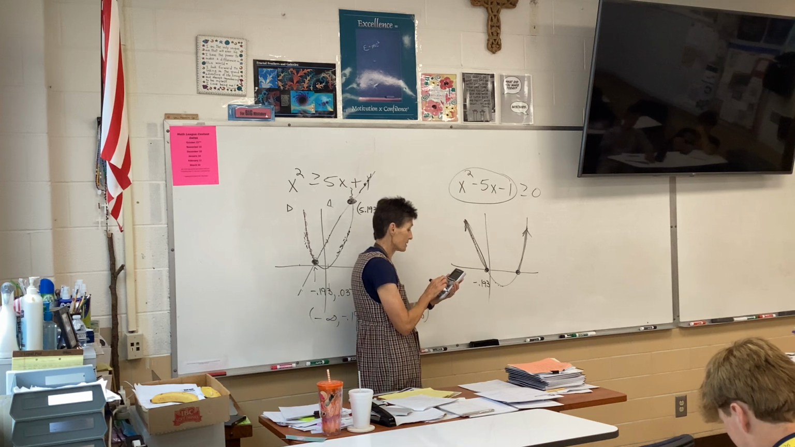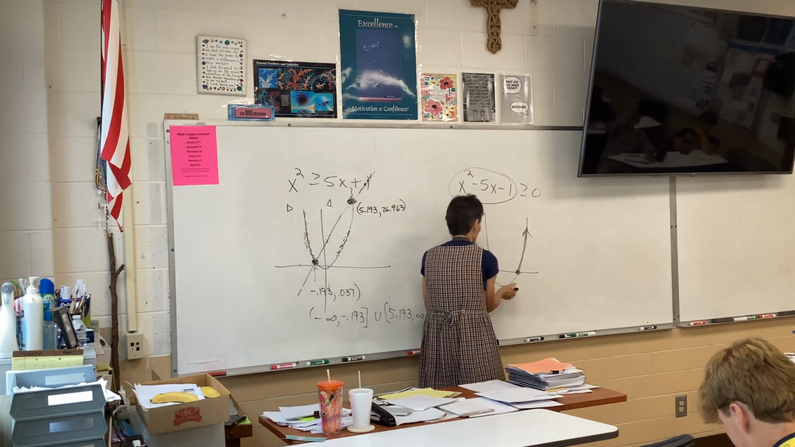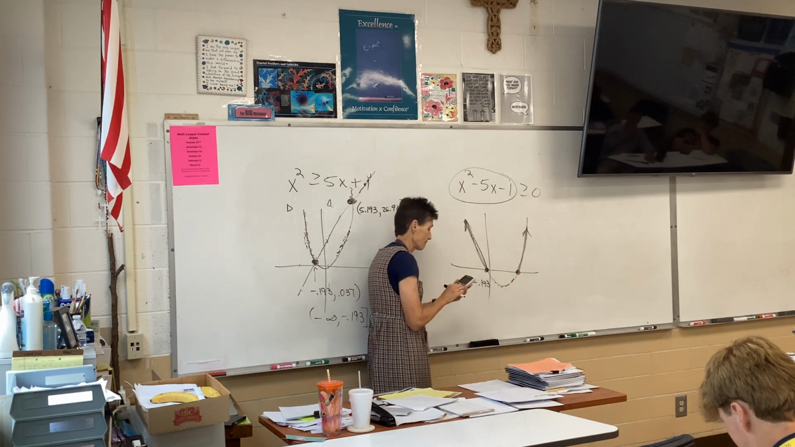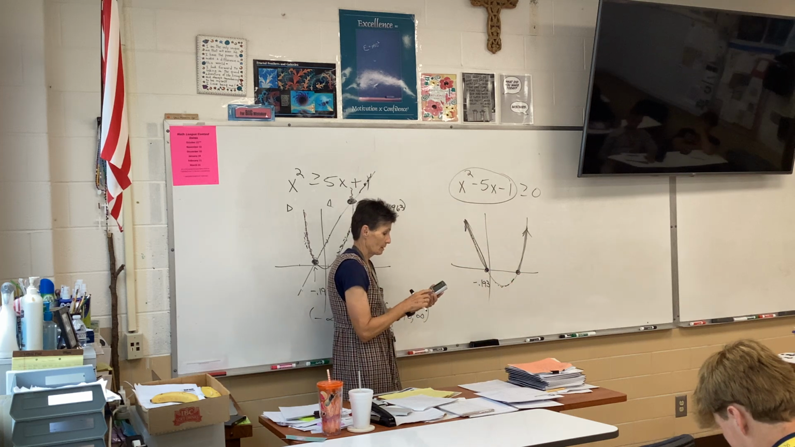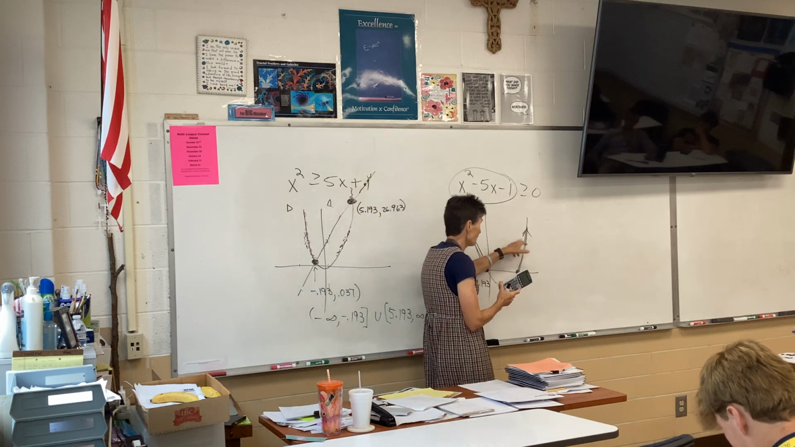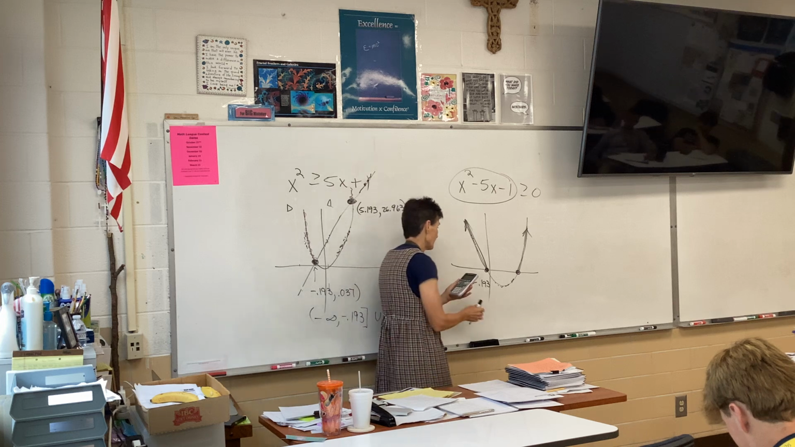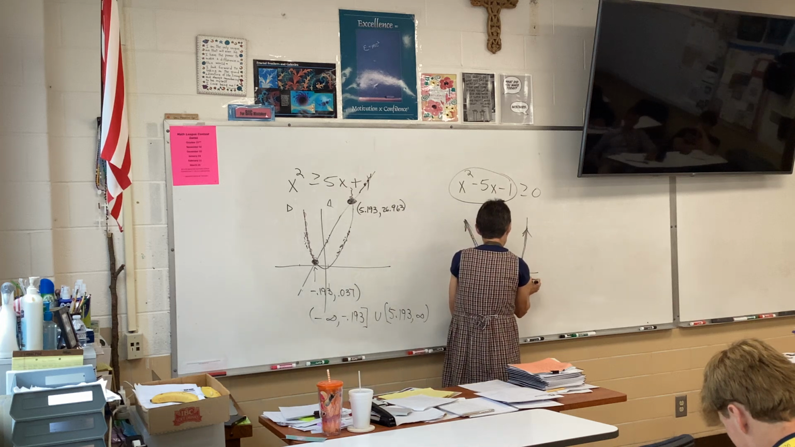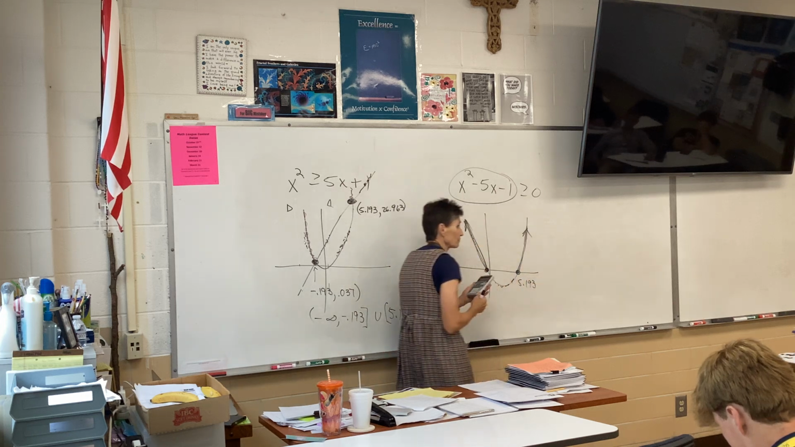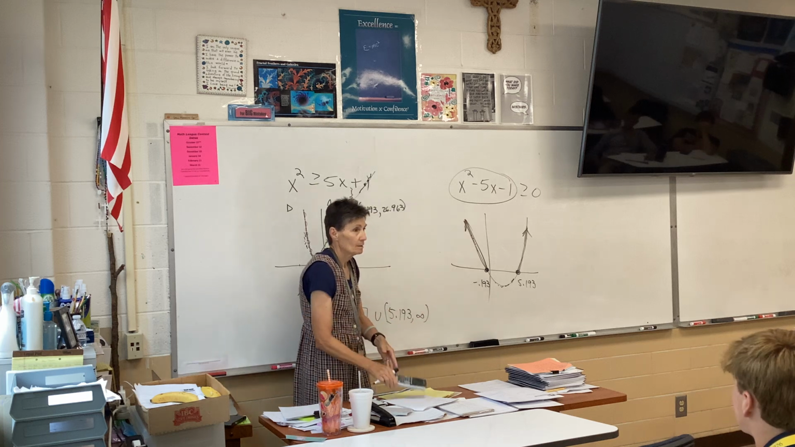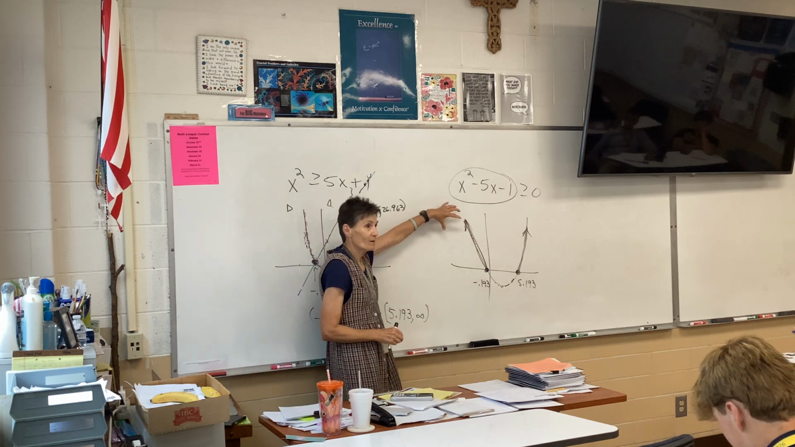And then second calc 0, I'm going to find the other one. So I set my cursor over here somewhere. Set it up here somewhere. Set it in the middle. And that one is 5.193. So do you see what your answer is?